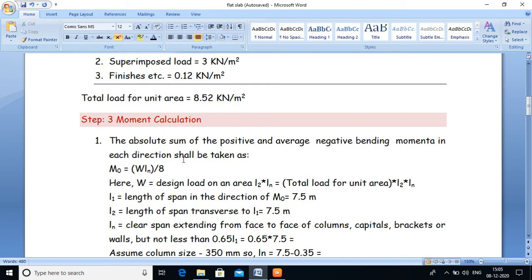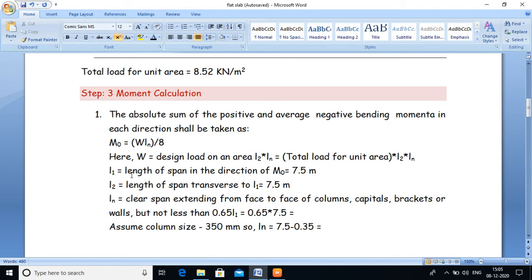So in the direct design method, one value of moment is there in the IS code, that is nothing but M0. Okay, so this M0 moment is equal to W into Ln divided by 8. Now W is the design load we are going to consider, the design load which is acting on the area L2 by Ln. Now here we have the three lengths L1, L2 and Ln. The meaning of these L1, L2 and Ln we already discussed in the previous lecture.